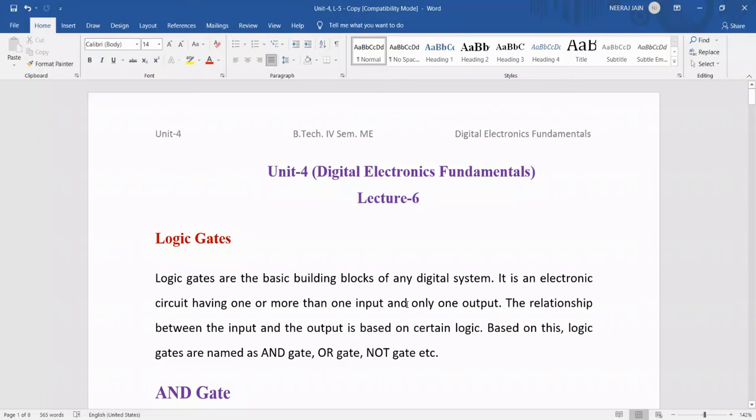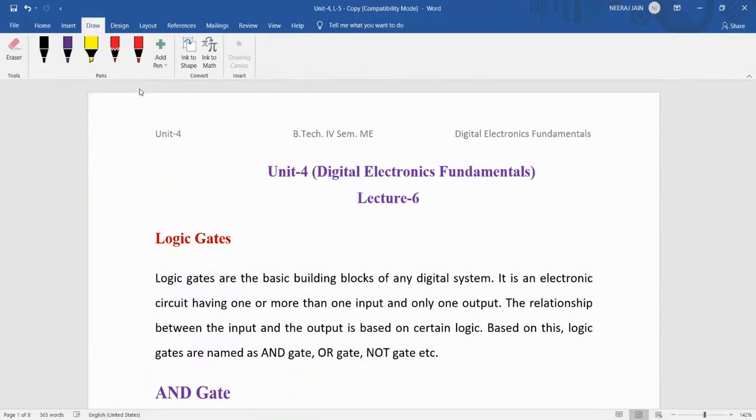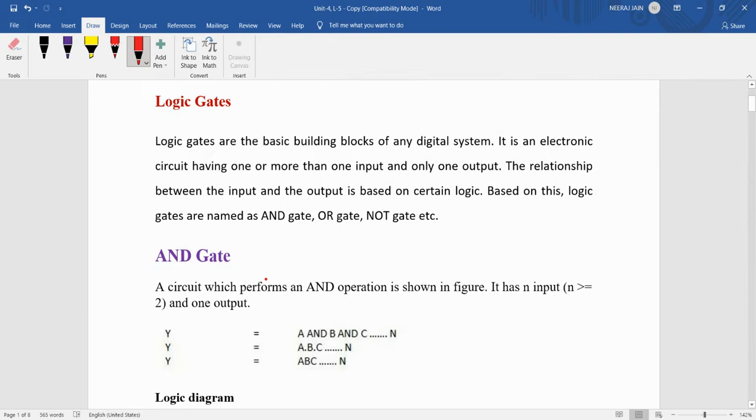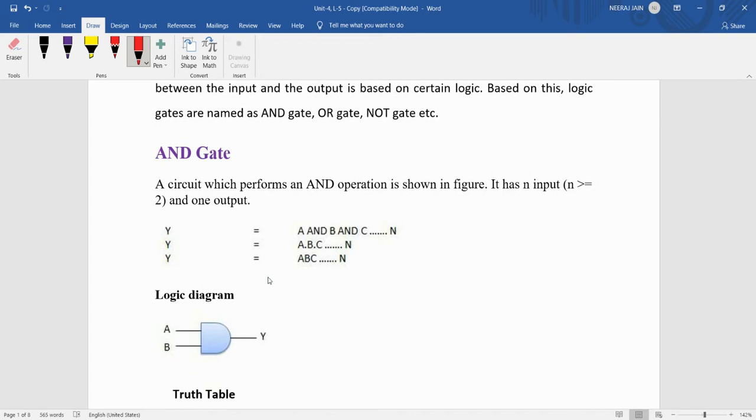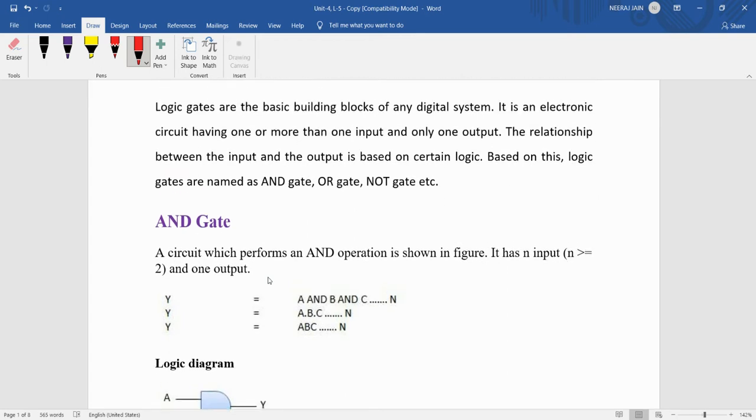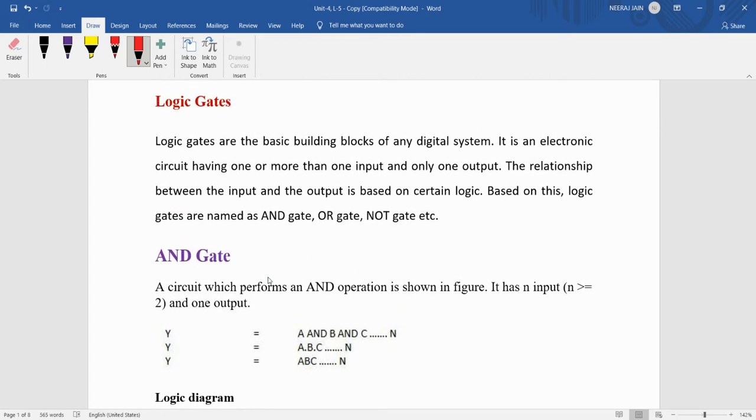To all of you. Today we are discussing the logic gates. Logic gates are of different types like the AND gate, OR gate, NOT gate. A gate is basically a building block, a digital building block that is used for making digital circuits.